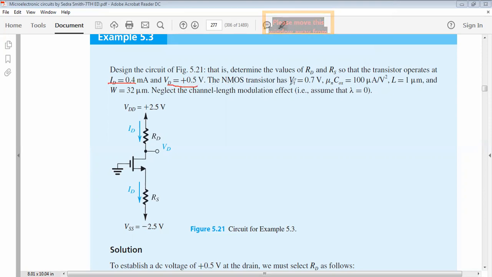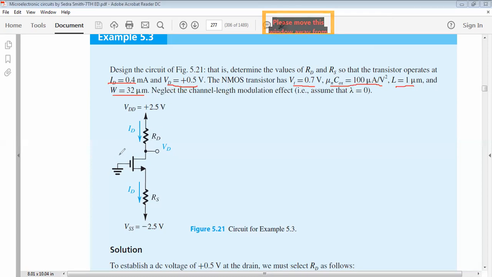The NMOS transistor has threshold voltage 0.7 volt, and some constant values are given: mu n COX is equal to 100 microamperes per volt square, length of the channel 1 micrometer, and width of the channel is 32 micrometer. One assumption is to neglect the channel length modulation effect, lambda is equal to 0. So this is the given circuit diagram.